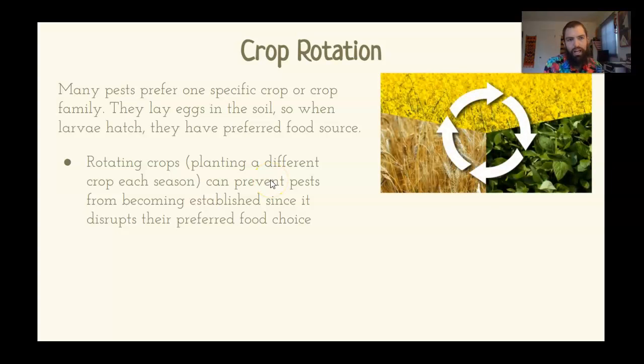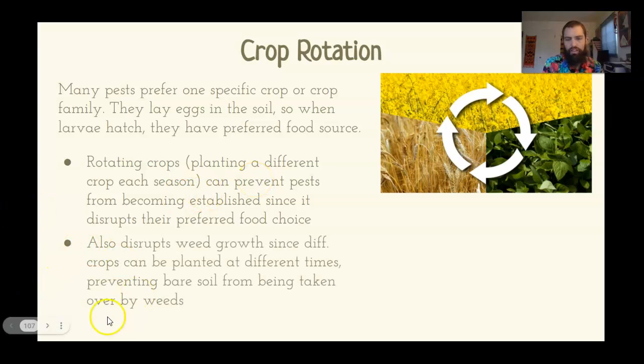So for example, I have squash plants that got destroyed by squash beetle. And they ate everything, pumpkins, squash, cucumbers. And so this year I'm not going to plant any of those because some of those insects might be overwintering in the soil and relying on a consistent food source. And then next year I'll be able to plant it again. This also disrupts weed growth because different crops can be planted at different times and prevents bare soil from being taken over by weeds and also from eroding, right?